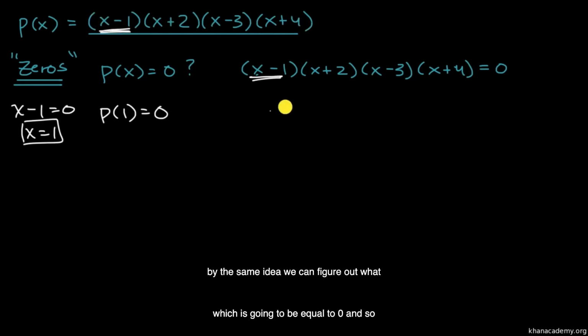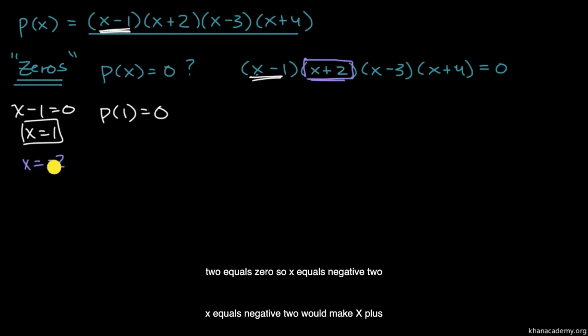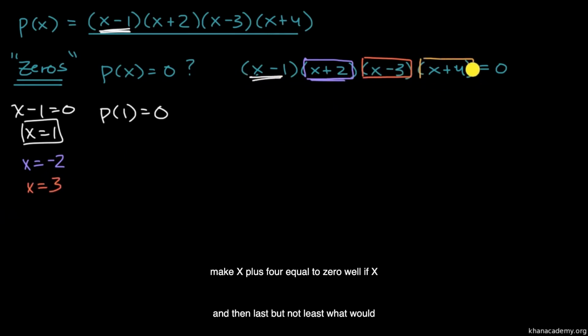And so by the same idea, we can figure out what the other zeros are. What would make this part equal to 0? What x value would make x plus 2 equal to 0? Well, x equals negative 2. x equals negative 2 would make x plus 2 equal 0. So x equals negative 2 is another zero of this polynomial. And we could keep going. What would make x minus 3 equal to 0? Well, if x is equal to 3, that would make x minus 3 equal to 0, and that would then make the entire expression equal to 0. And then last but not least, what would make x plus 4 equal to 0? Well, if x is equal to negative 4.